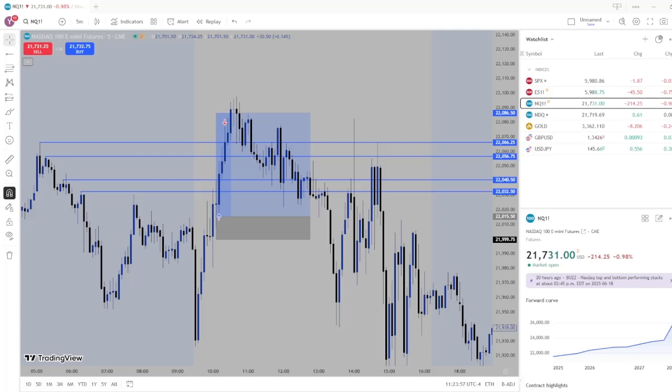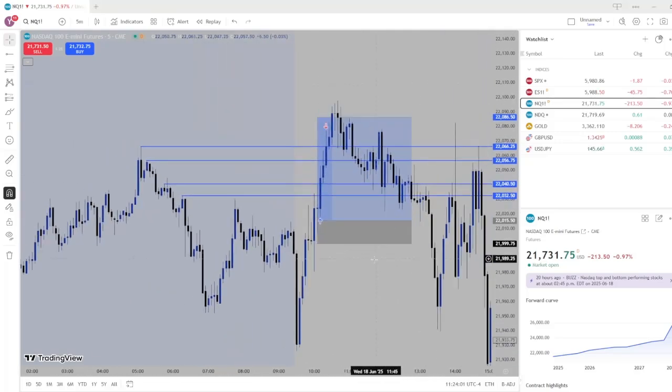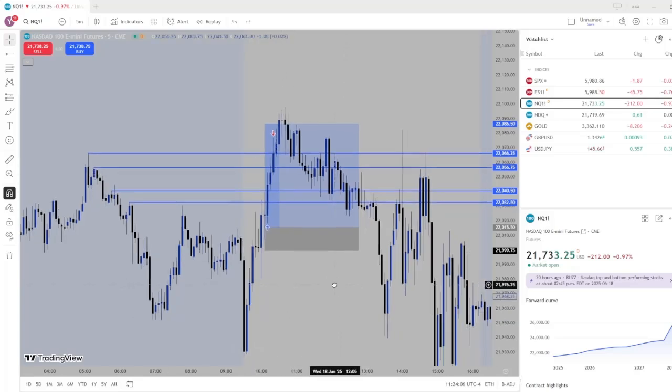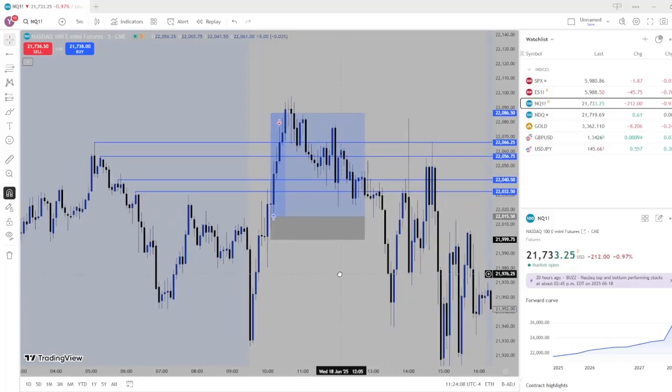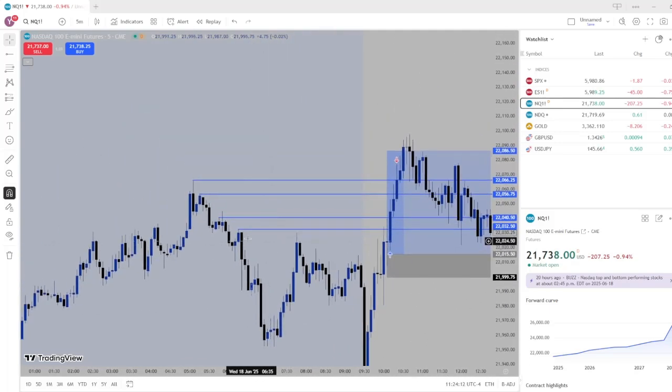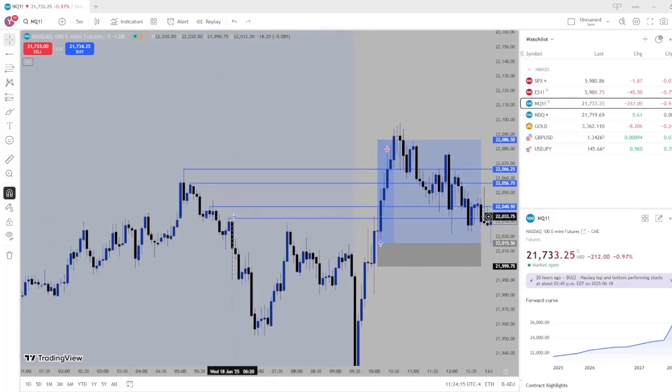All right, so I want to talk about low resistance liquidity and how you can actually use it in your trades and why it's so important in trading. So here's a trade I took yesterday on NASDAQ, right? And you see that I marked out these relatively equal highs, right?